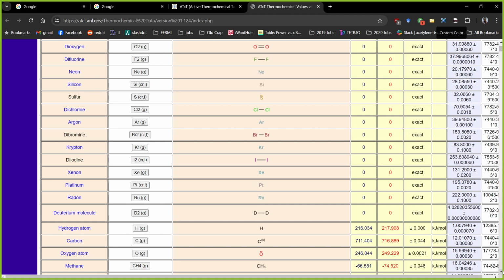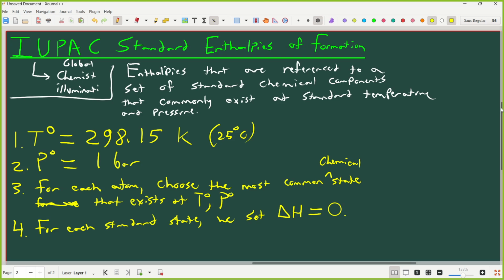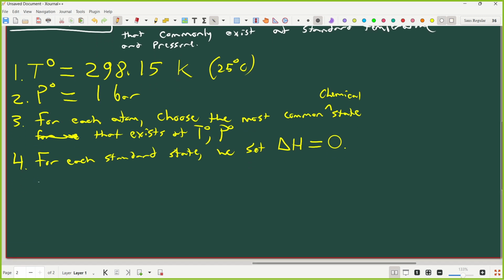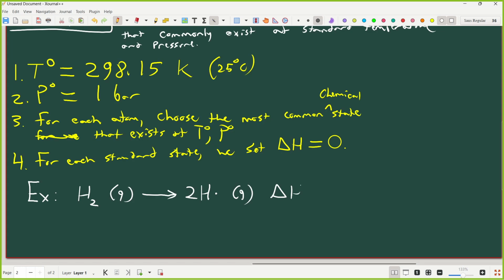Then the moment we come down, let's go to hydrogen atom. I think this one's very interesting. This is just hydrogen by itself, and it says its enthalpy is 217.998. So it has a non-zero enthalpy. Why is that? Let me show you why with a quick example. Let's think about the enthalpy of taking H2 gas and splitting it, what we call a homolytic cleavage, into 2 hydrogen atoms. What is the heat of this reaction?